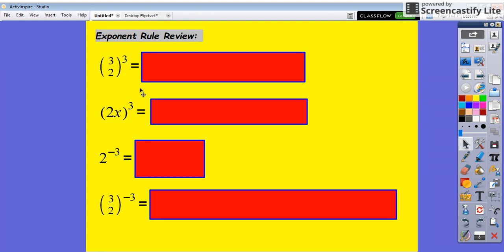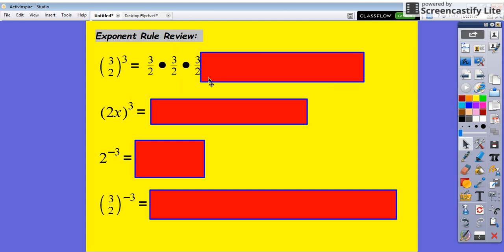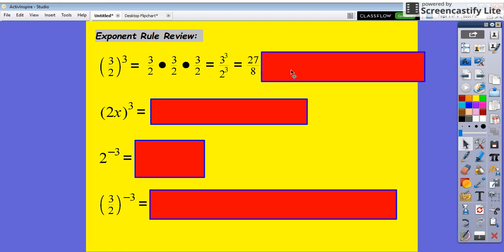So just like any other exponent rule, we would take our base of 3 halves and we'll use it as a factor 3 times. Now, looking at this, we can see some similarities to a previous example. Here we have 3 factors of the numerator. We have 3 factors of the denominator, which then would allow us to rewrite the numerator and the denominator with that exponent, then allowing us to simplify to 27/8.